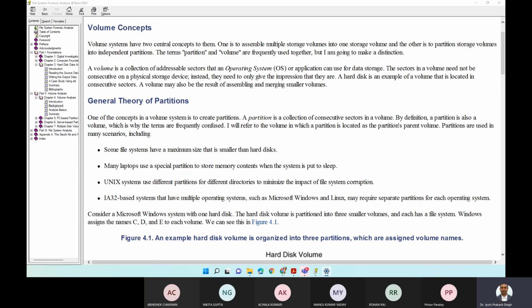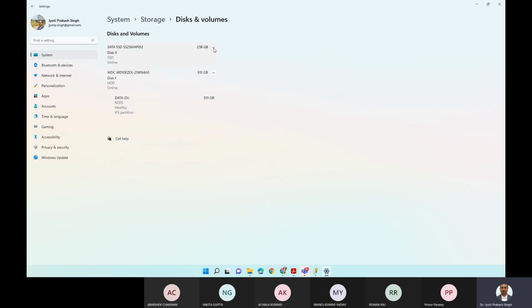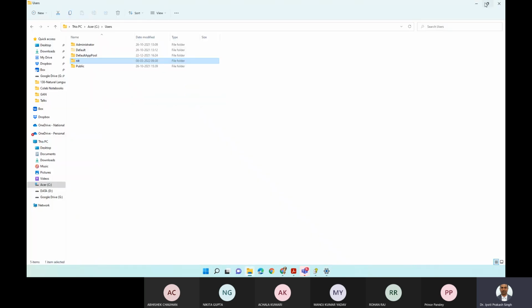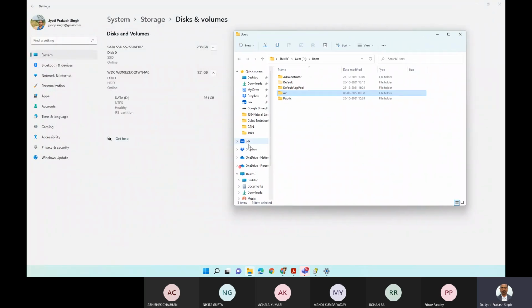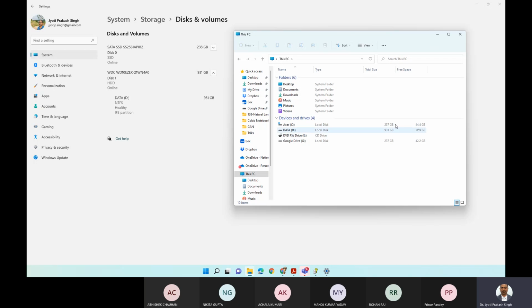So you see the disks and volumes in this system. As I was telling, this is one of the drives, which was the C drive in my system. And this is another drive, disk 0. Disk 0 is an SSD, and it has just 238 GB. Now you see here, and you can compare these two. This is the C drive, and you can see the capacity in the details view. You can see 237 GB, which is obviously this SATA disk.